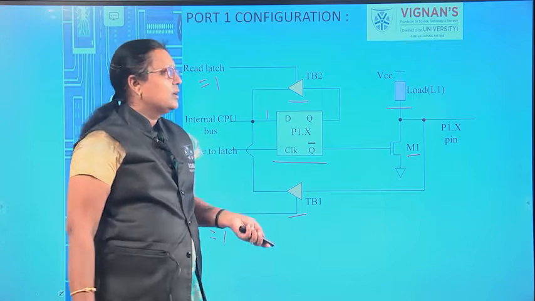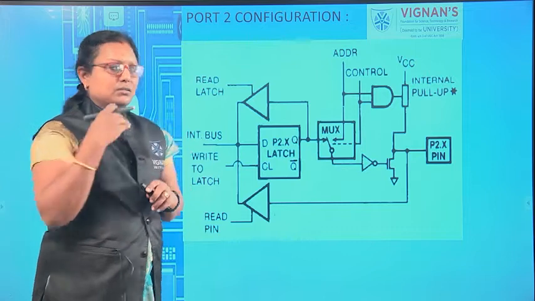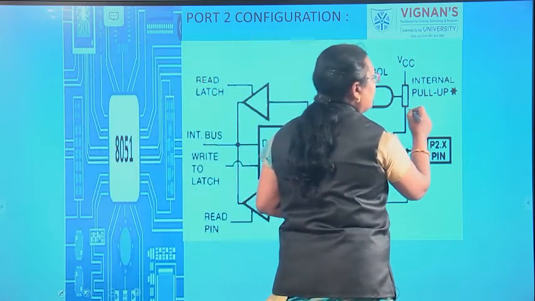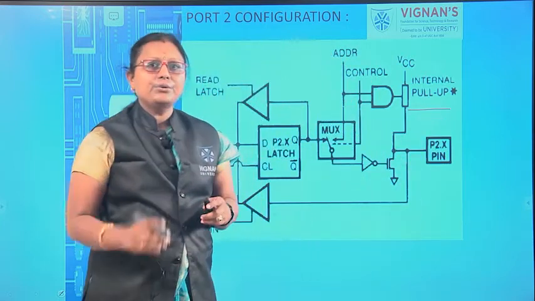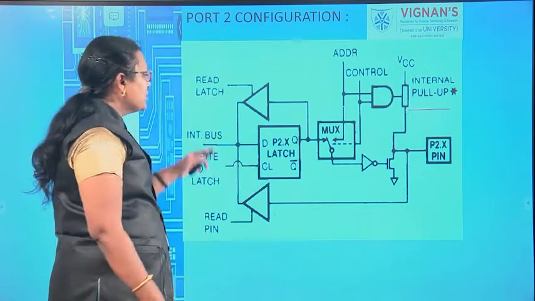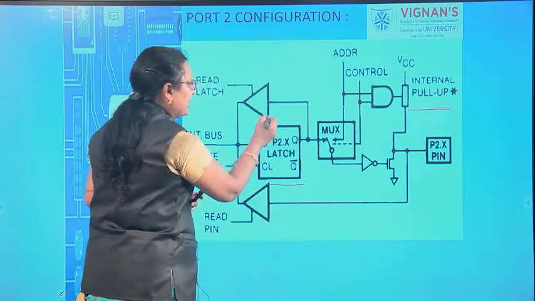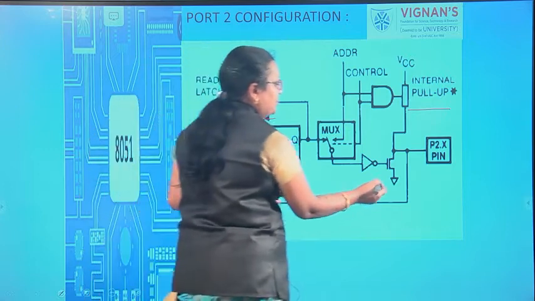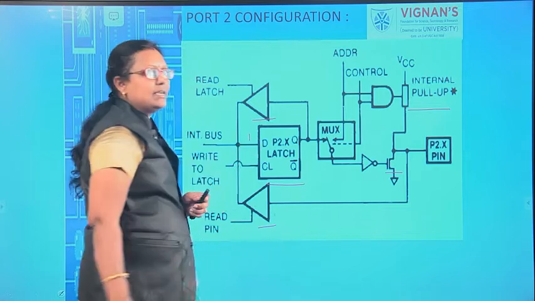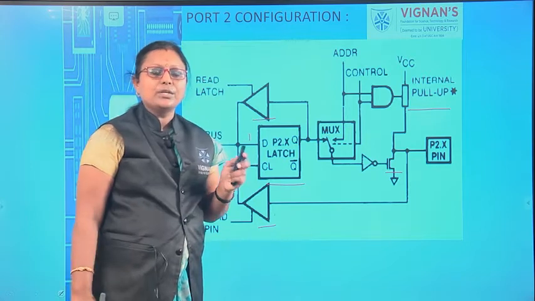And then coming to the port 2 configuration, the difference between your port 2 and port 0 configuration is, here you are using the internal pull up resistor. It is not necessary to add pull up resistors. So, that is the only difference. Other than that, everything is like the previous cases, you are using the D latch and 2 buffers and 1 transistor, okay, and if you write 1 to this D latch, your port 2 configuration will act in the input mode.